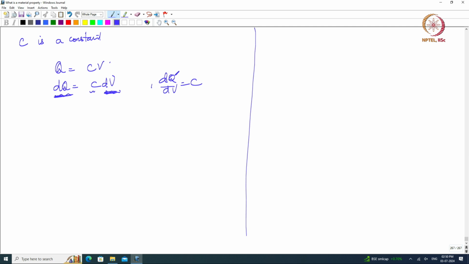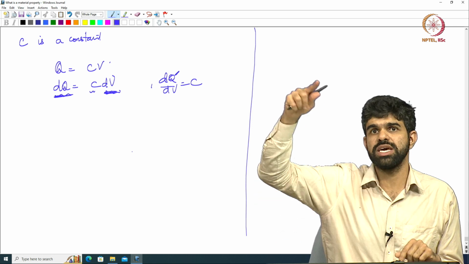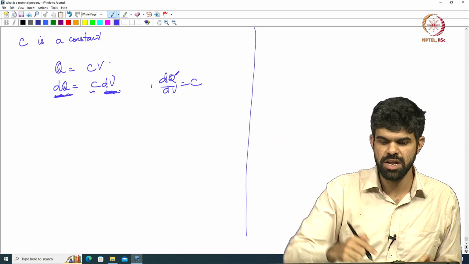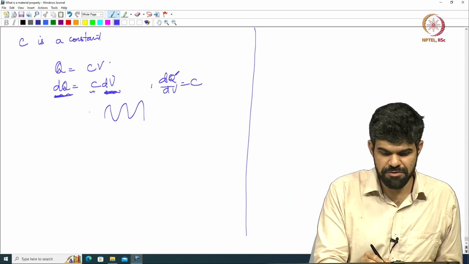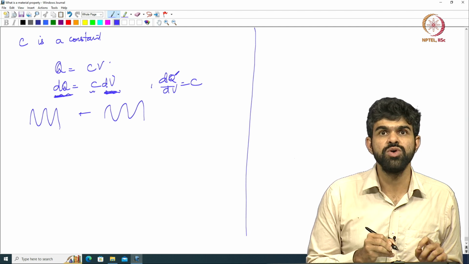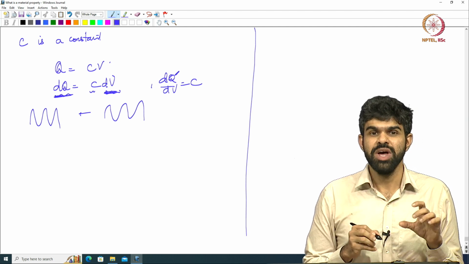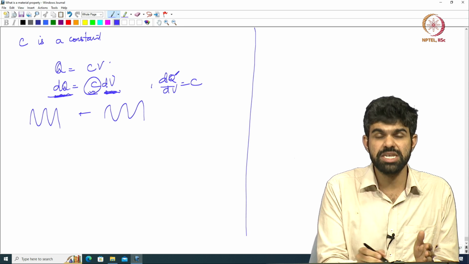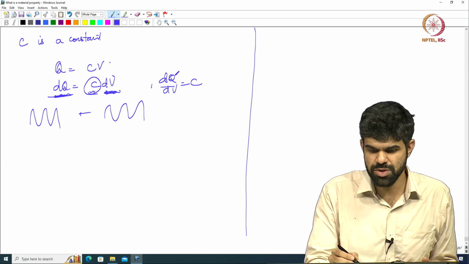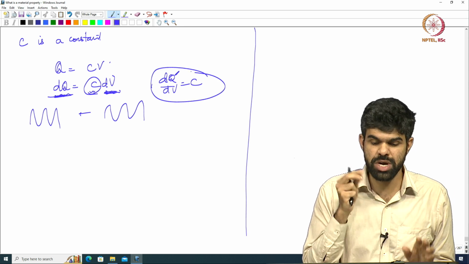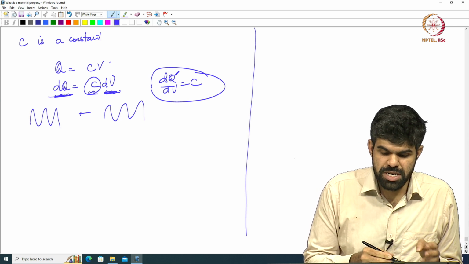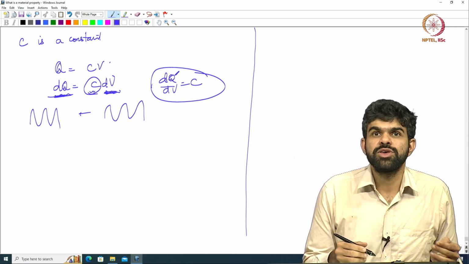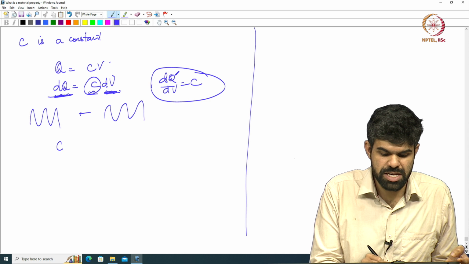So, I have to wiggle q a bit and I have to wiggle V a bit, and the way I am wiggling it is by giving an AC signal to wiggle V, and that wiggling of V will create a wiggling of Q. So, by measuring the wiggling of Q, I can just say that dq by dv is nothing but the capacitance. So, I can easily measure the capacitance, okay, good. But what if C is not a constant?